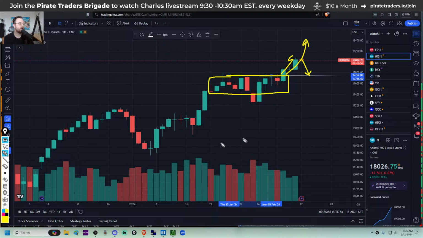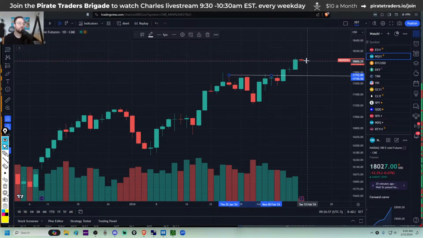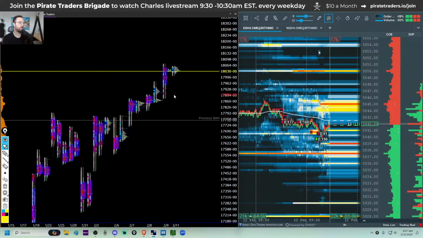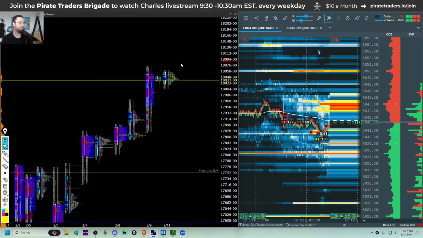So both markets are kind of in exactly the same position. They're either going to keep it going, they're either going to get above yesterday's high, find new buyers and keep going, or they're going to fail and pull back down. So now let's zoom in and we'll look at the market profile chart and try to find some levels to give us an idea of what's happening.